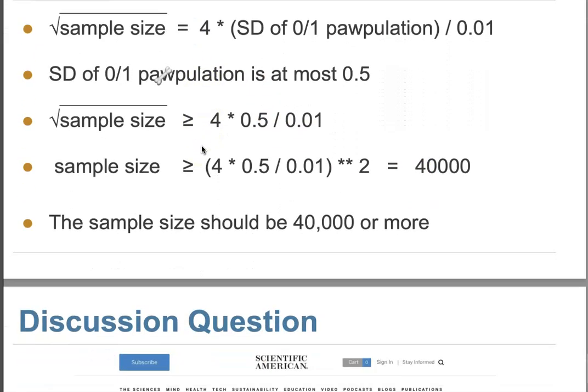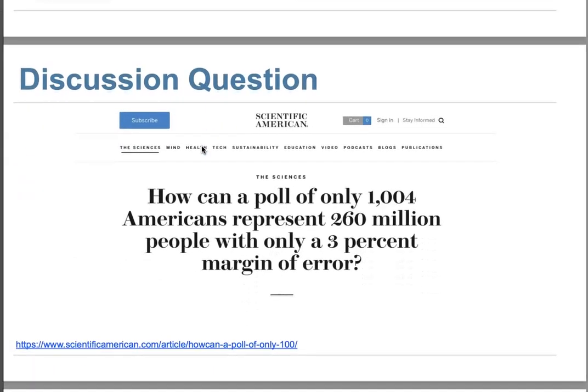So here is our discussion. The first discussion question asks: can we poll only 1,004 Americans to represent 260 million people with only a 3% margin of error? Even though the population is 260 million, it sounds crazy that you're using only a little more than 1,000 people to do the poll and get only a 3% margin of error.